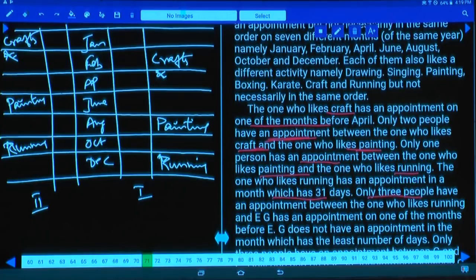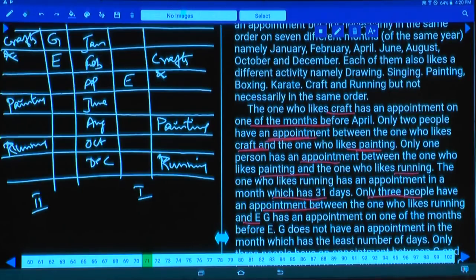Only 3 people have an appointment between the one who likes running and E. Between running and E, there must be exactly 3 people. There are exactly 3 people between running and E. G has an appointment on one of the months before E.